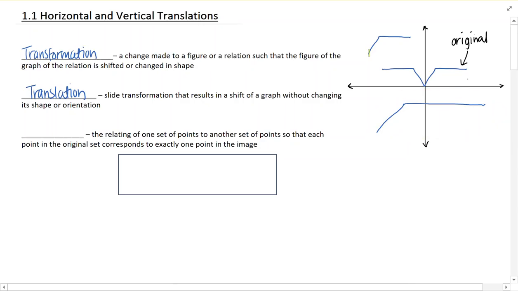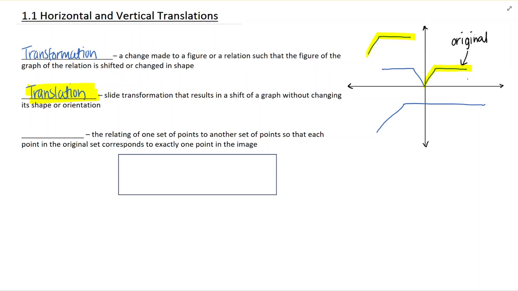Now this third one here, I'm going to highlight it this way. Well, this one and the original are the same shape. It has simply just moved up and to the left. So this one here, the one at the top here, is an example of a translation.